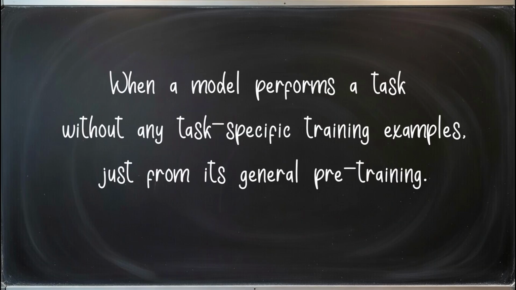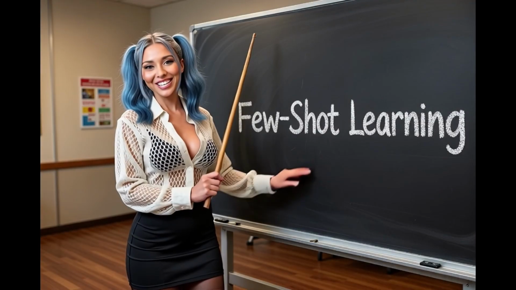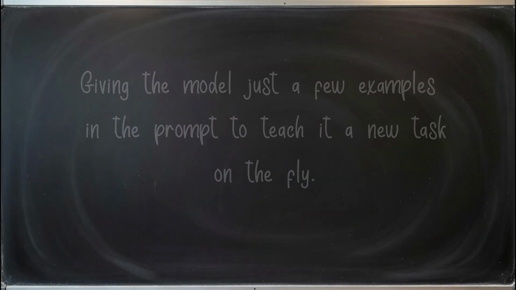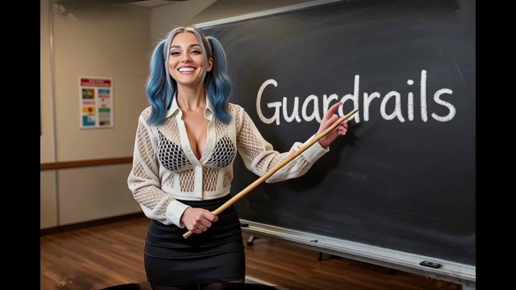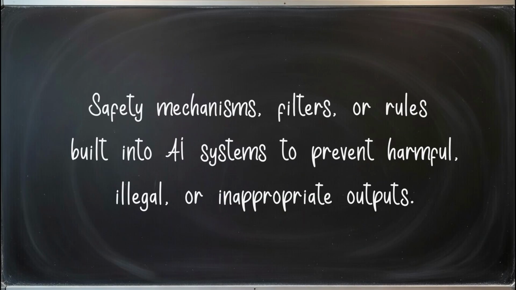Zero-shot learning. When a model performs a task without any task-specific training examples, just from its general pre-training. Few-shot learning. Giving the model just a few examples in the prompt to teach it a new task on the fly. Guardrails. Safety mechanisms, filters or rules built into AI systems to prevent harmful, illegal, or inappropriate outputs.